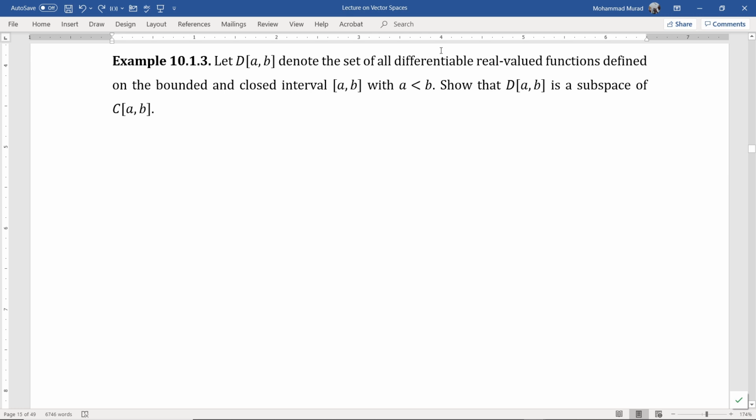Let's see another example. Let D denote the set of all differentiable real-valued functions defined on the bounded and closed interval a to b, with a strictly smaller than b. We want to prove that the set D is a subspace of the vector space C.